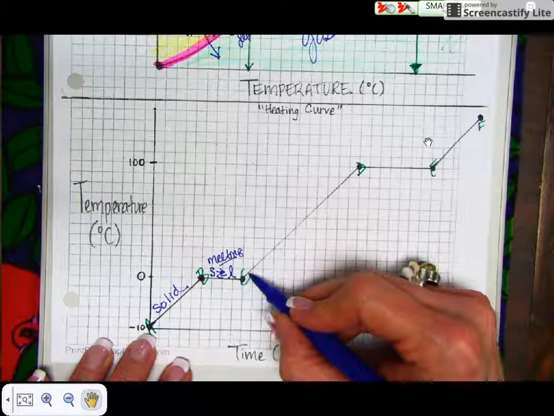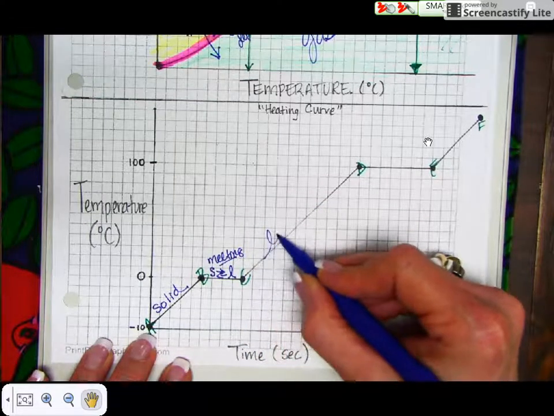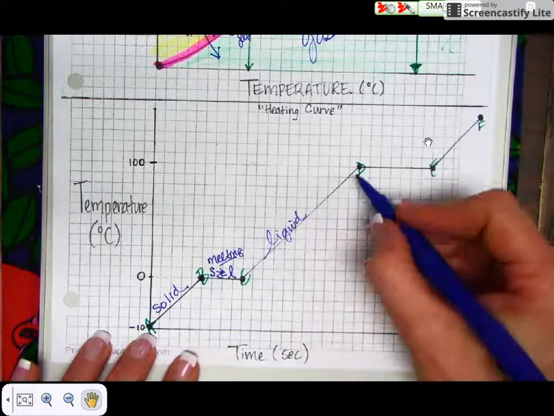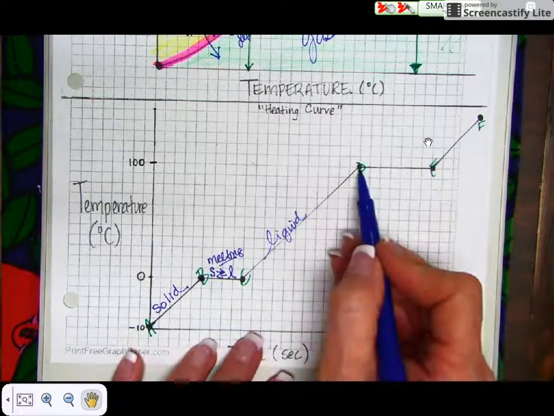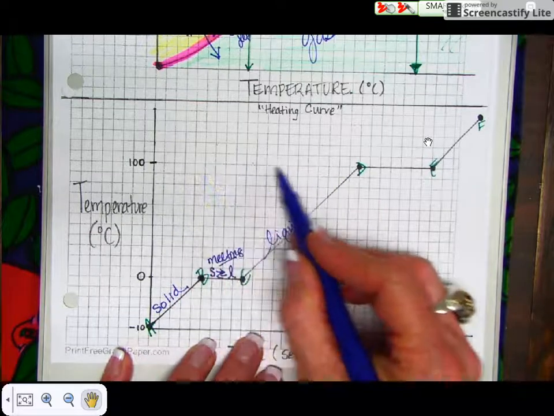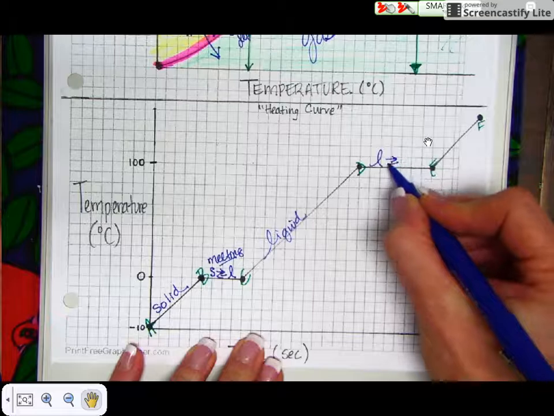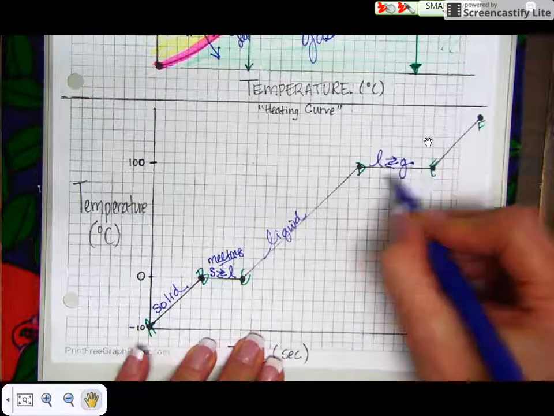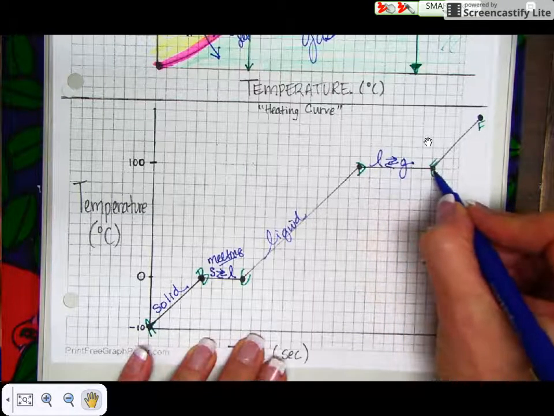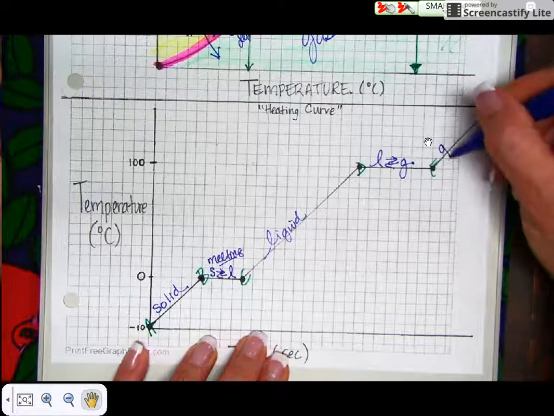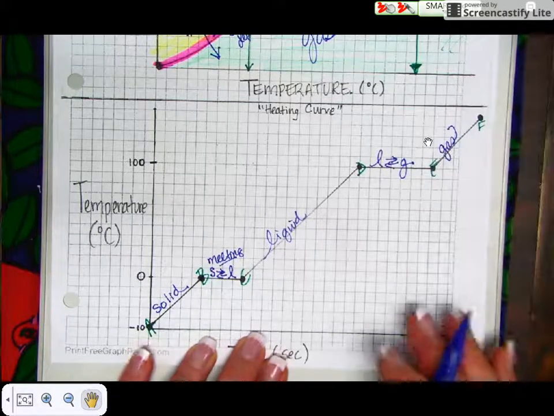Then, once all the solid is gone and you have just a liquid, the temperature begins to rise again. And then, of course, you reach your next phase change, which for water occurs at 100 degrees Celsius. This is where you have your boiling liquid. Liquid is in equilibrium with the gas. And it will continue to boil until all the liquid is gone. And then from E to F, that's where you have just the gas state existing.